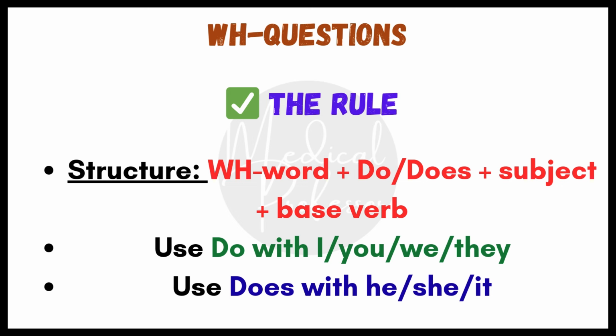Simple. Now let's move from yes no questions to WH questions. These are questions that ask for more details, not just yes or no. The structure is WH word plus do or does plus subject plus base verb. Use do with I, you, we, they and use does with he, she, it.